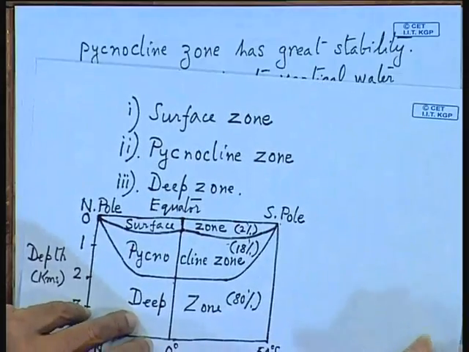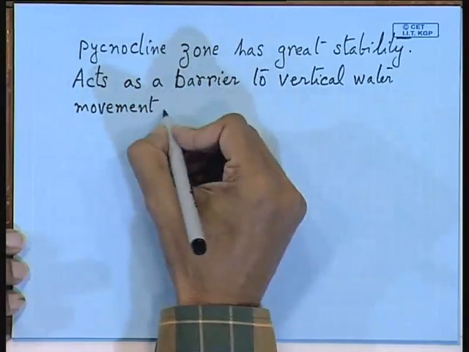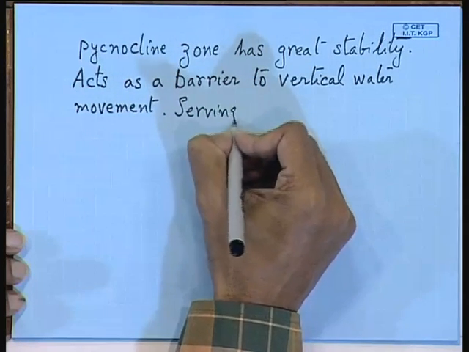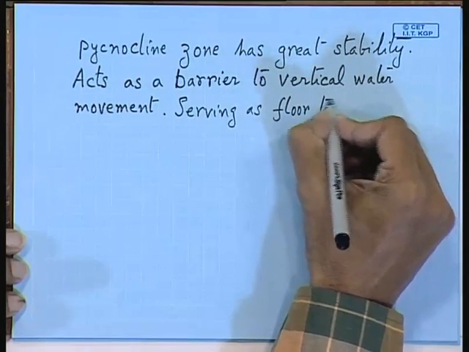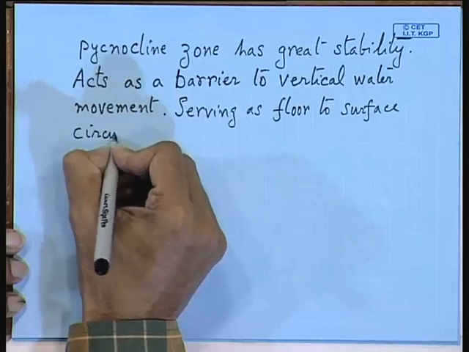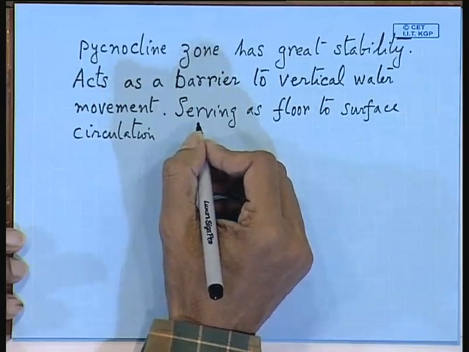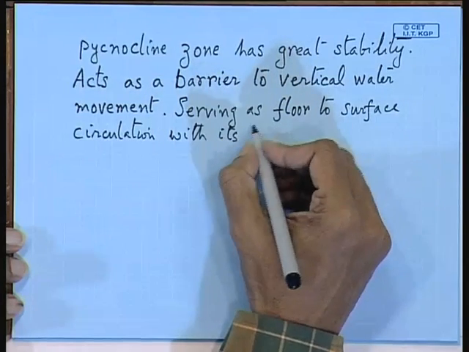So, the equatorial zone is more affected by solar radiation. The pycnocline acts as a vertical barrier to vertical water movement, serving as a floor to surface circulation, with its temperature and salinity.